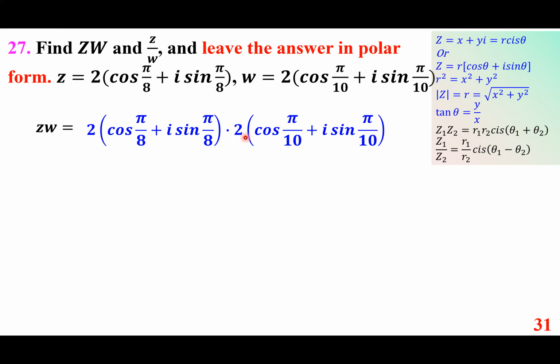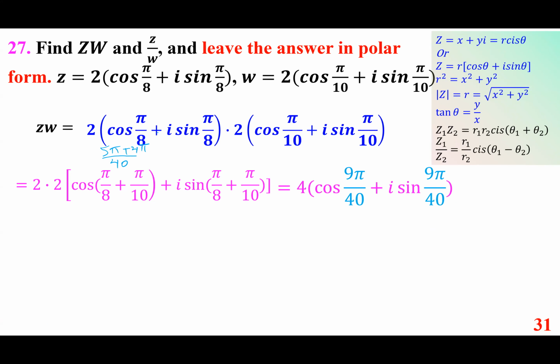According to this formula, we're going to multiply 2 and 2, and then cosine of pi over 8 plus pi over 10 plus i sine of pi over 8 plus pi over 10. 40 is the common denominator, so we get 5 pi plus 4 pi, and we are done. Of course, 2 times 2 is 4.